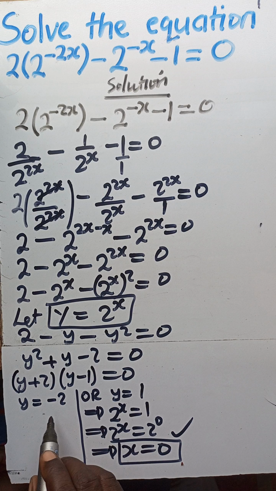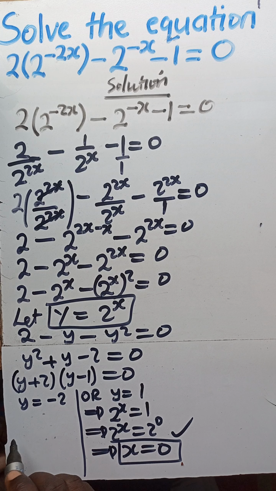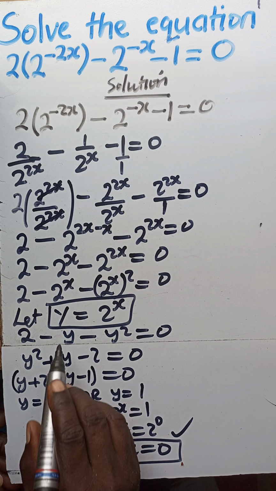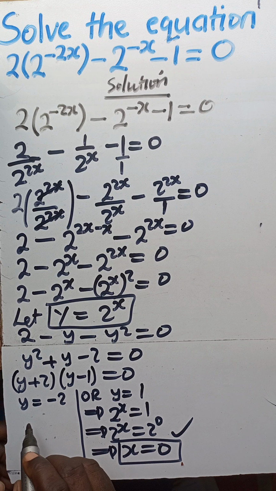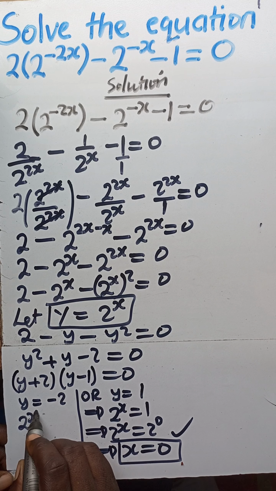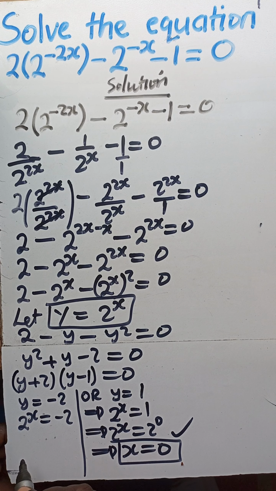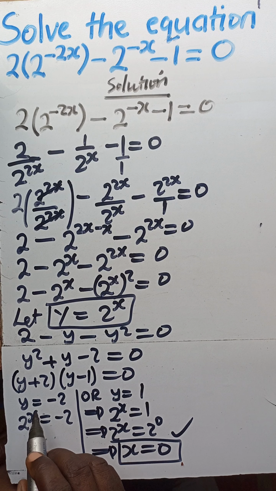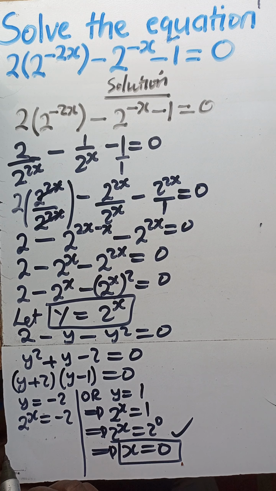Now, if we look at this other solution, it says y equals negative 2. Again, y is 2 to the power x. So we're saying 2 to the power x is equal to negative 2. But if you look at it, this is impossible. All right? No index expression can ever give us a negative value, no matter the nature of the power.